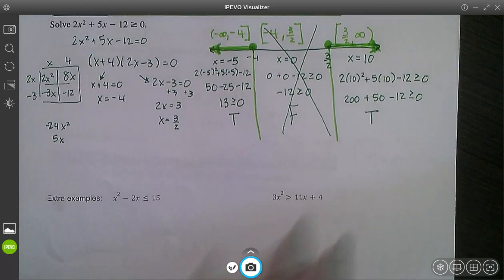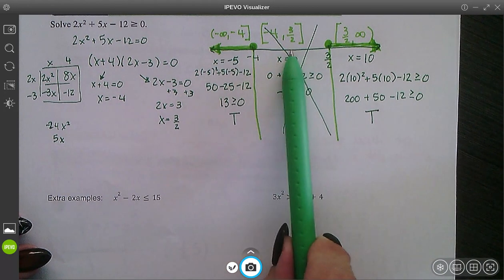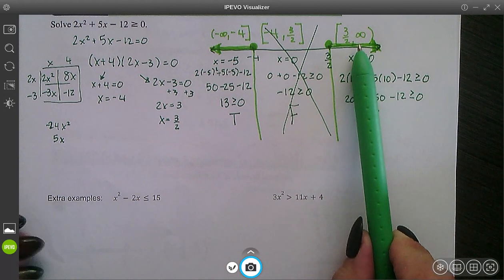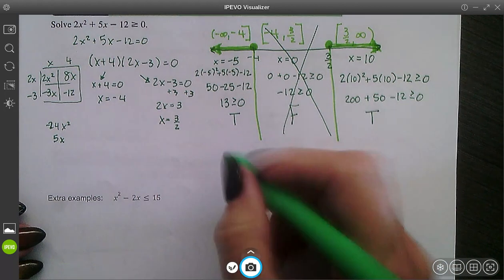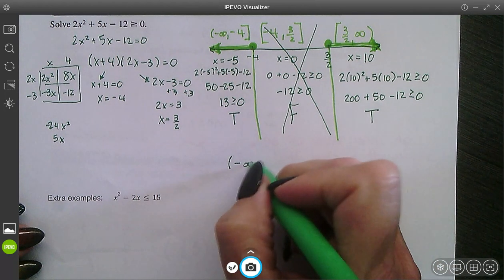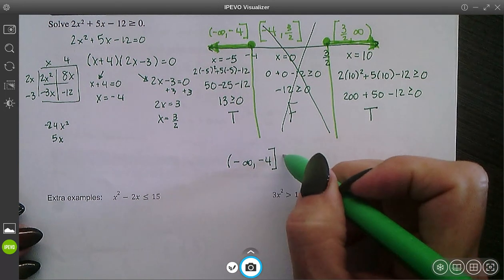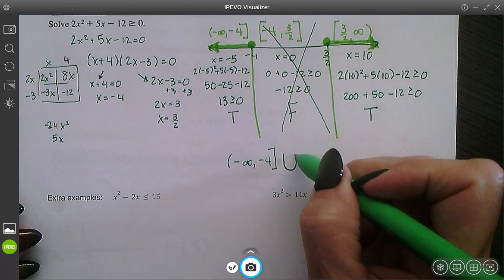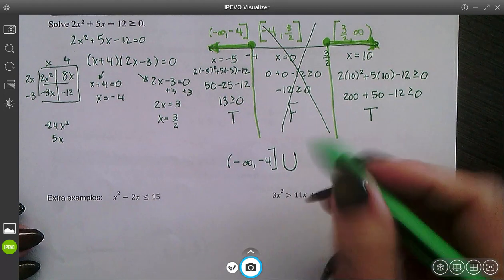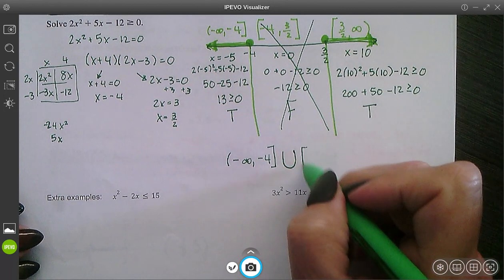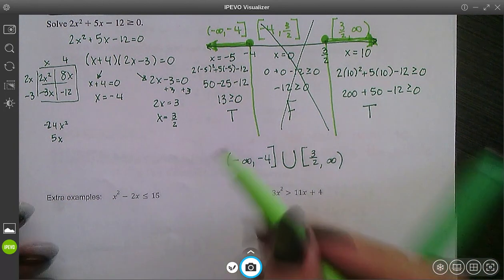Now, we have not seen an interval that does this yet, where we have an interval over here, and then we skip a section, and then we have another interval here. Using interval notation, what we're going to do for that is list the first interval, so negative infinity to negative 4, and then we use the union symbol to show that we have a gap in our graph. So negative infinity to negative 4, union, and then we put our second interval, 3 halves to infinity. And that is how you would put your answer.